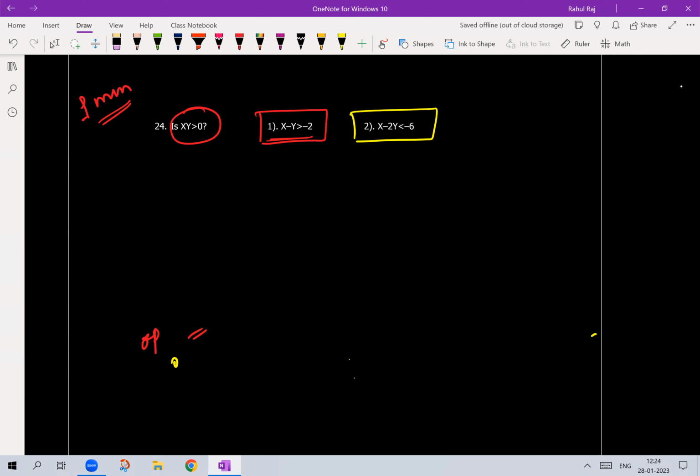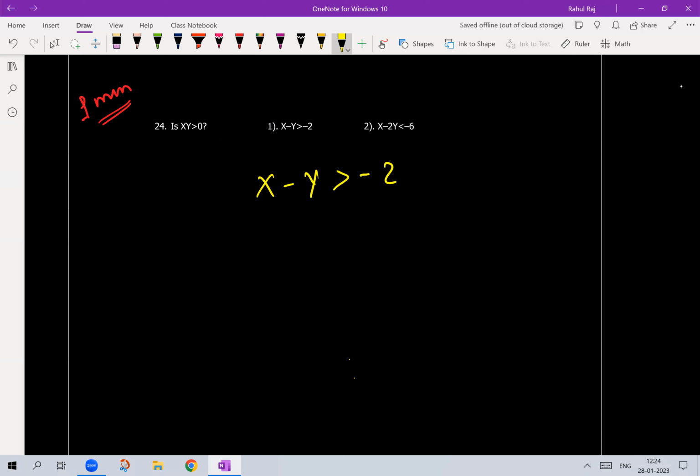See here now. These are two equations. How do I combine two equations? I'll simply try and solve them. Option number 1 says x minus y is greater than -2. But in option number 2, it is greater than, so I need to change it to less than. I need to change that sign, because when you're combining inequalities, the sign should be the same.